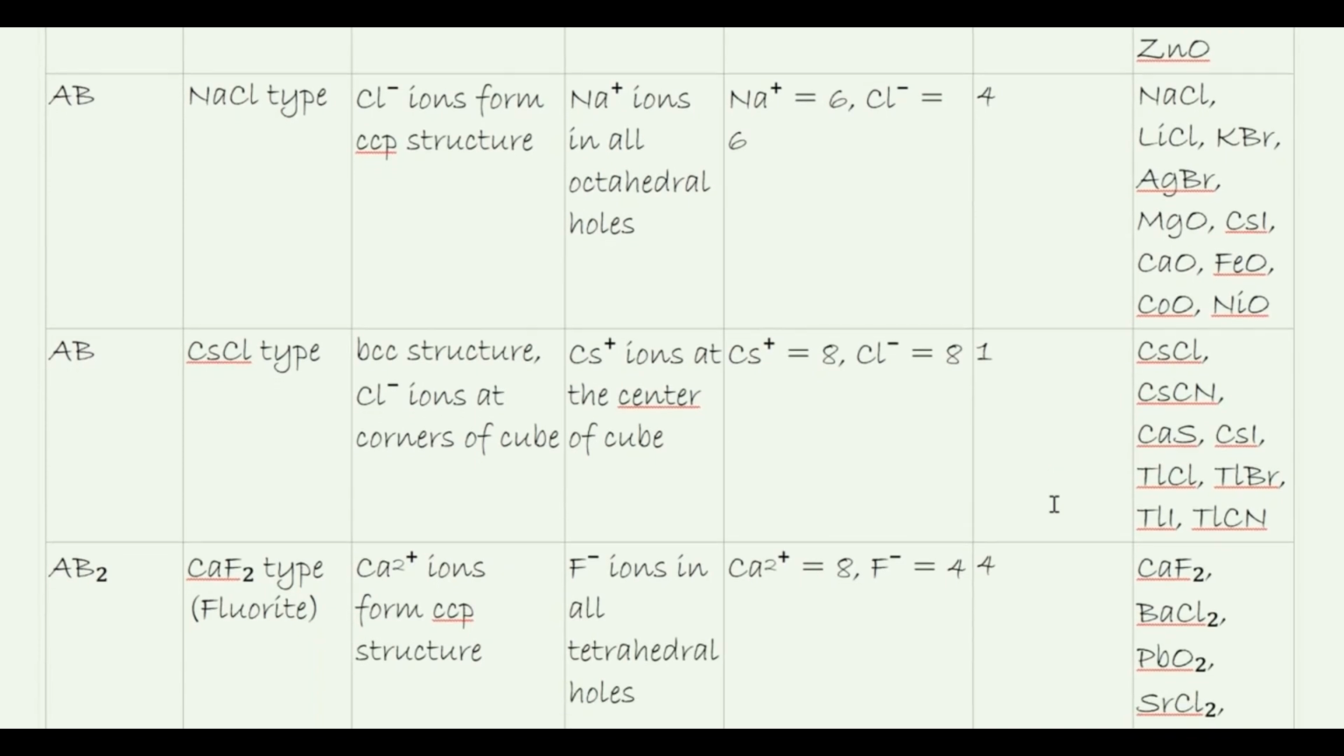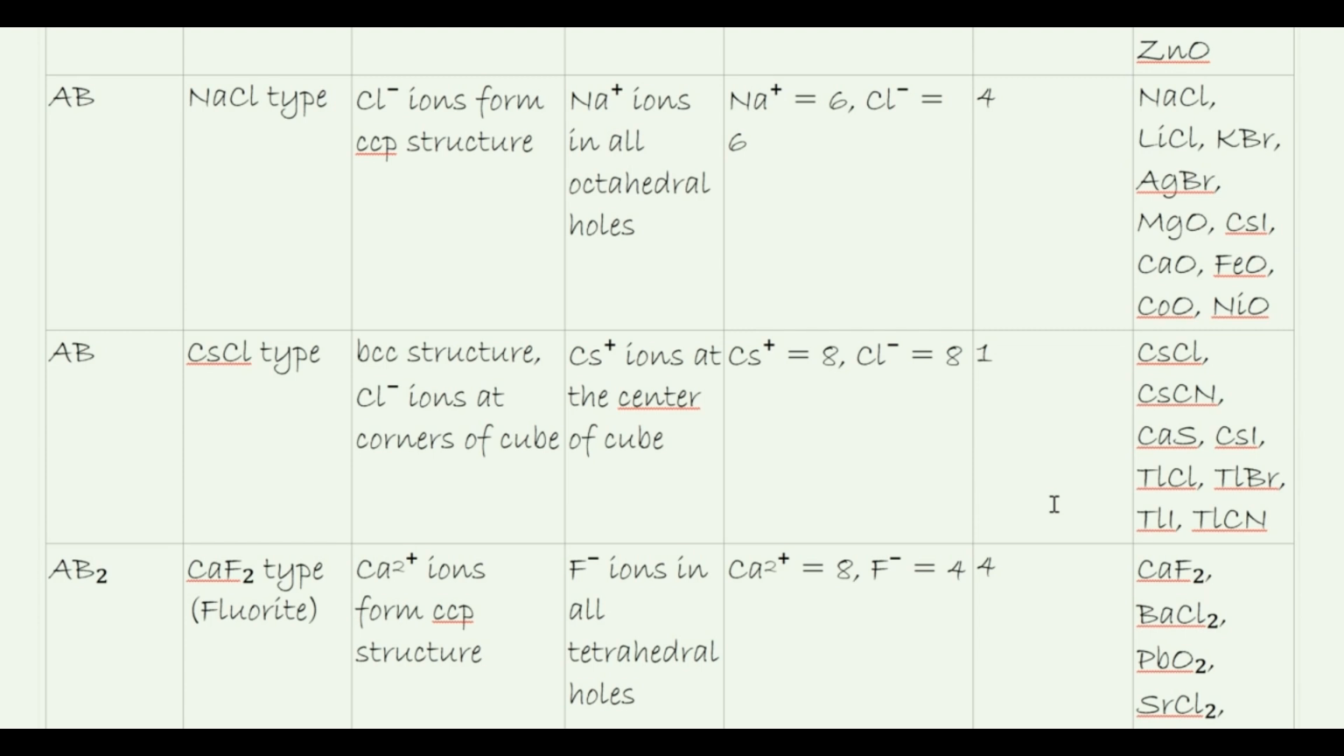And in AB type we have CsCl also, where it takes the BCC structure, Cl at the corners of the cube and cesium occupies the center of the cube. CsCl is BCC type. Please note it down. NaCl is simple cubic, CCP close packing.